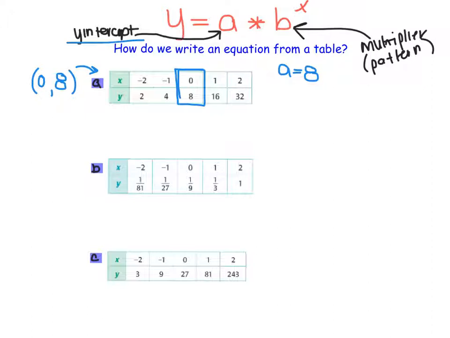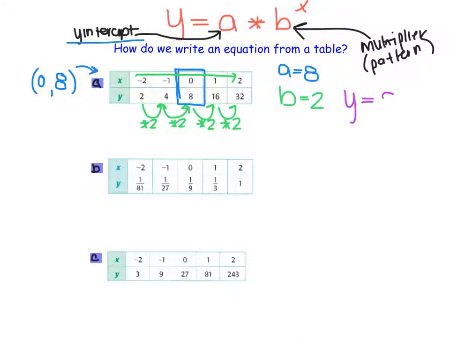Now from here, I also need to find my multiplier value, so I need to look for, as x increases by 1, what is the pattern that I see happening to y? And here what I notice is that I'm taking consecutive y values and I am multiplying them by 2. So because I have this consistent multiplier value of 2, my b value is equal to 2. So what I can now do is substitute these two values into my equation. Here I have y is equal to my a value of 8 times my b value of 2 to the power of x.